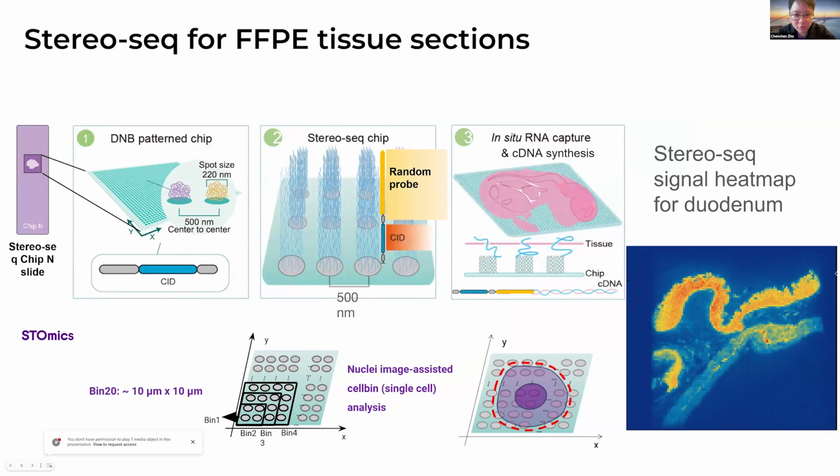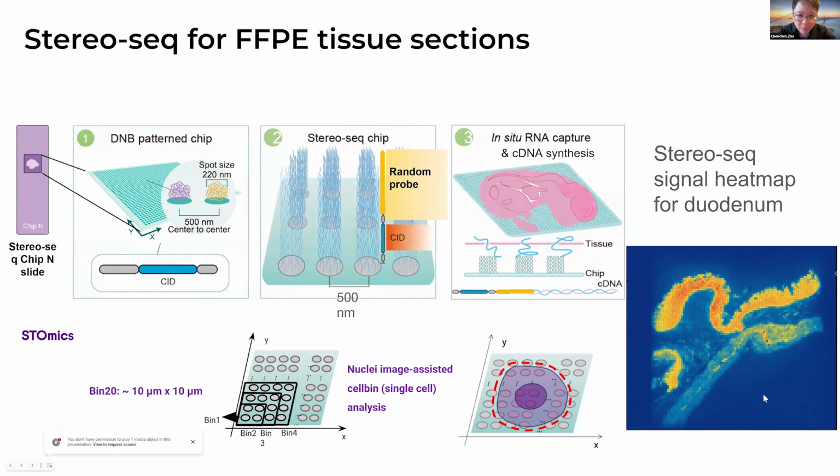So this is the brief overview of the technology, but you are transferring the RNA molecules onto the microarray. So it's DNA nanoballs. The nanoballs are so tiny, it's only 220 nanometer in size. That's why you can do single cell resolution. And once you have this transfer, you can sequence out the RNA molecule together with a barcode for the spatial location. And here on the right, you can see one spatial map for our human duodenum tissue sample.